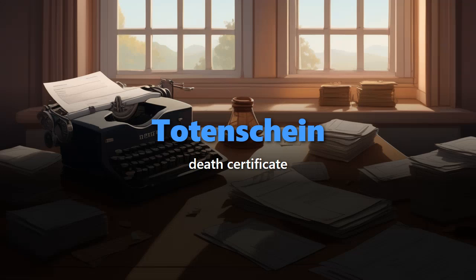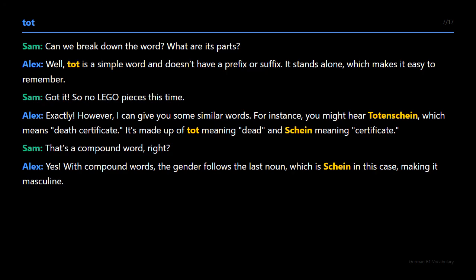Can we break down the word? What are its parts? Well, tot is a simple word and doesn't have a prefix or suffix. It stands alone, which makes it easy to remember. Got it. So no Lego pieces this time.